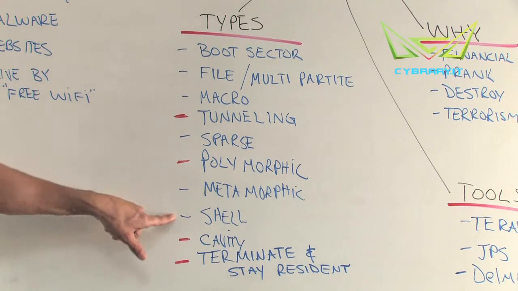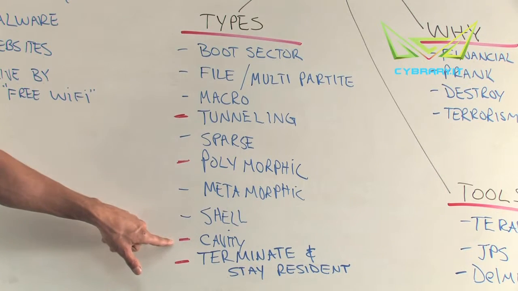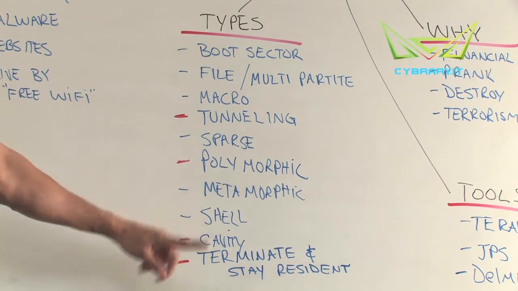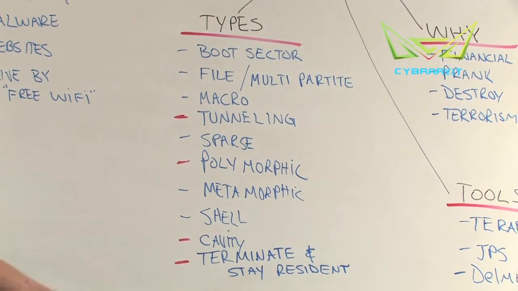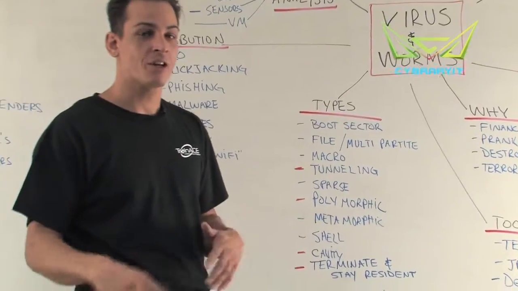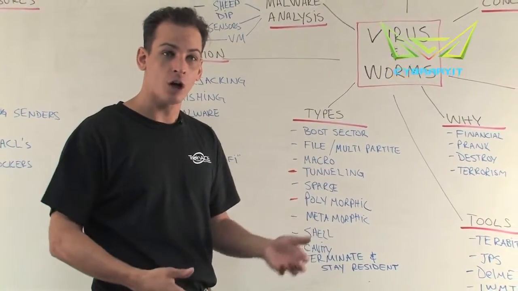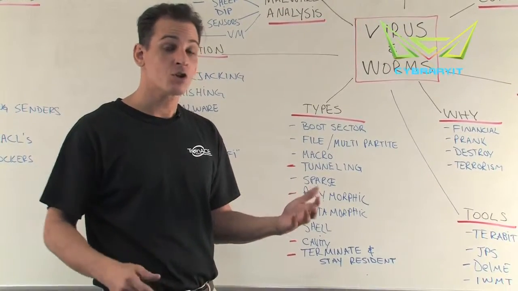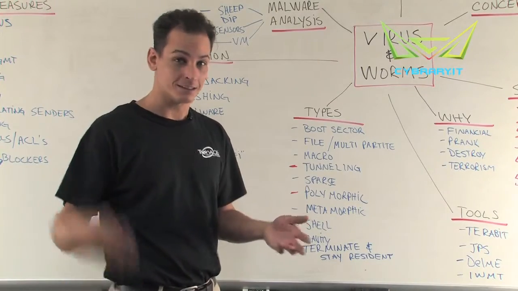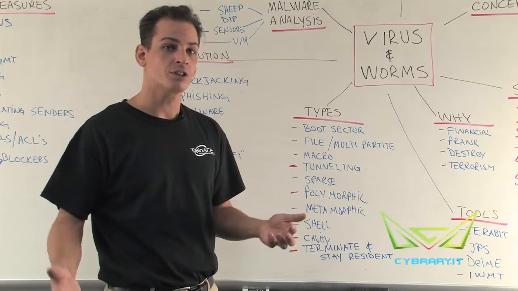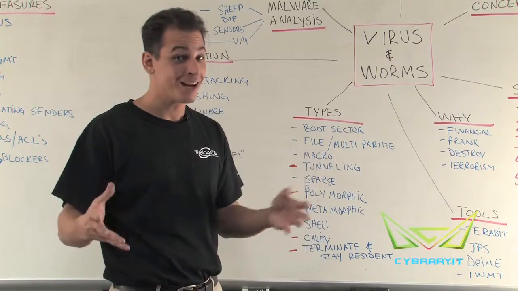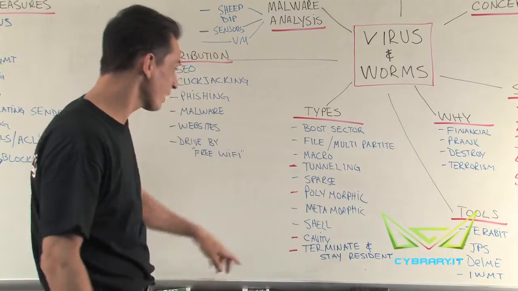Shell infecting viruses, cavity viruses which erode or eat away at files or file systems, or one of my favorites, terminate and stay resident. It's my favorite because realistically the system administrator thinks that the software is gone, but it's still in memory, and then you can use other applications to trigger a relaunching of the program. So unless the system administrator reboots all of their systems and flushes out their memory, it can pop back up and hey, surprise, we're now infected again. So that's one of my favorite ones.